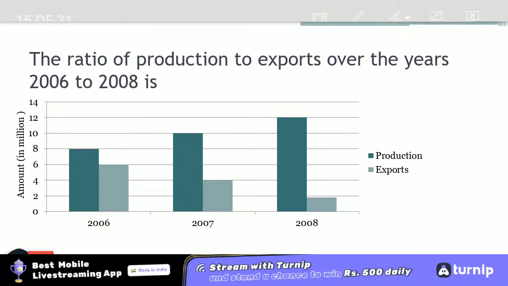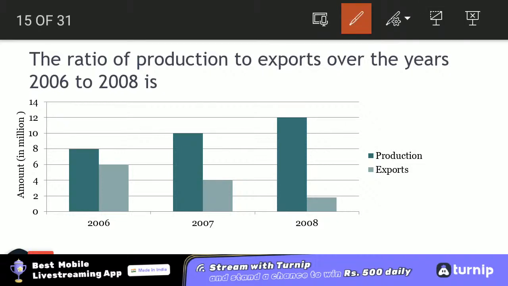Moving ahead to the next one, the ratio of production to exports over the years 2006 to 2008. That is very simple. You need to tell me the ratio, and that too only of exports in the year 2006 to 2008.